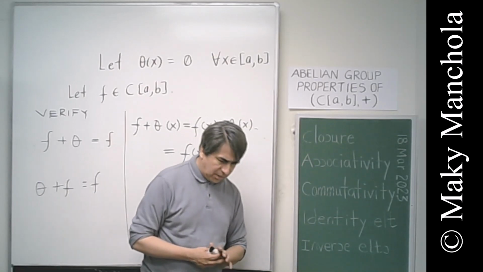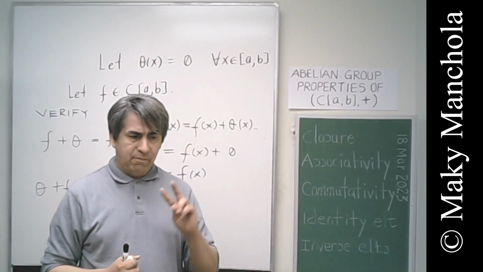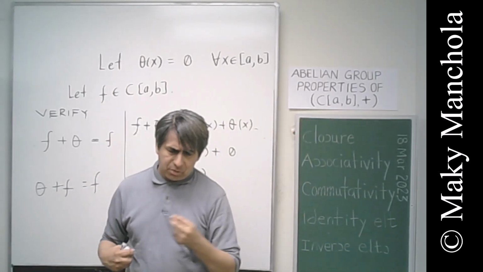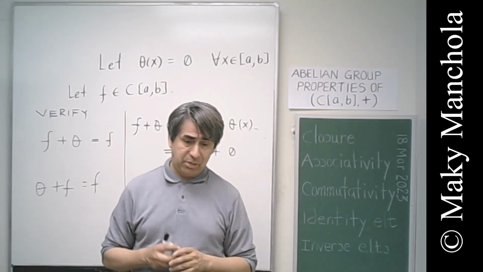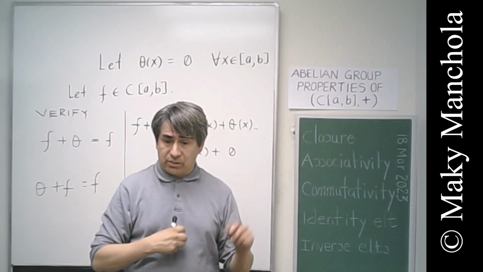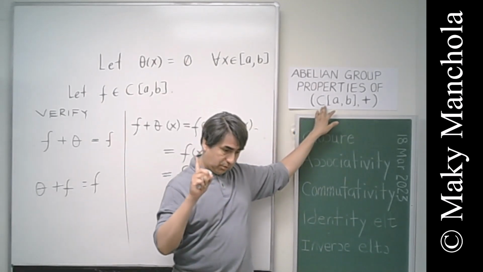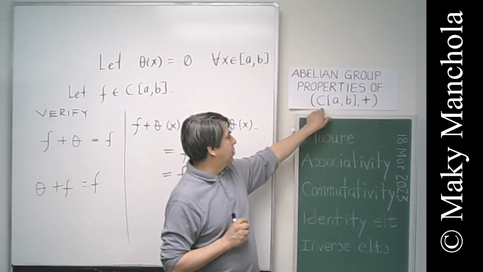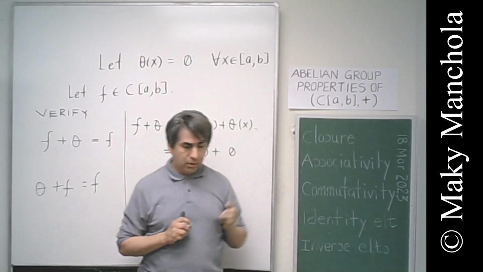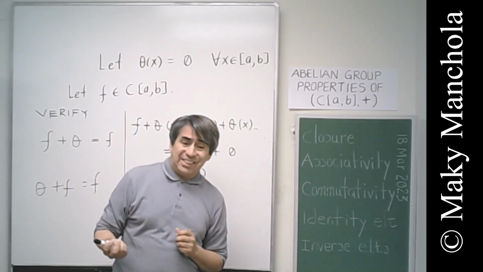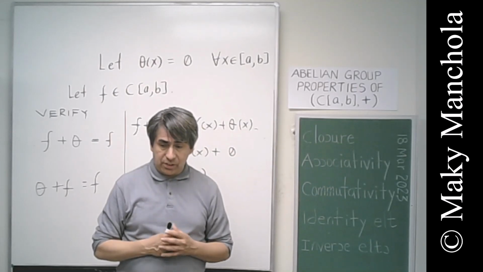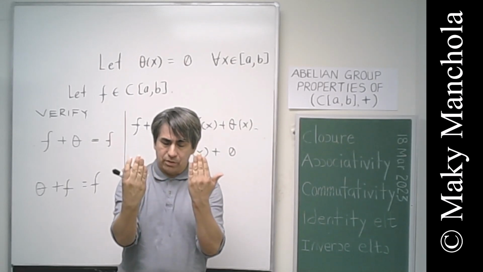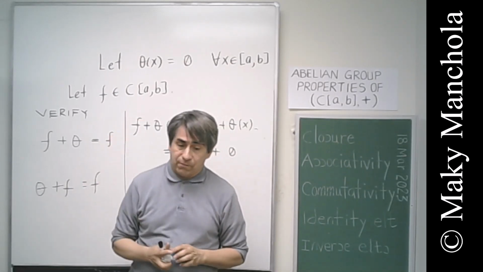Last item. Let's verify that for each continuous function on the interval a b inclusive, there is some other function that cancels it. Meaning, if f is a continuous function on the interval a to b inclusive, there exists another continuous function on the interval a to b such that when we add them together, the result is the zero function.